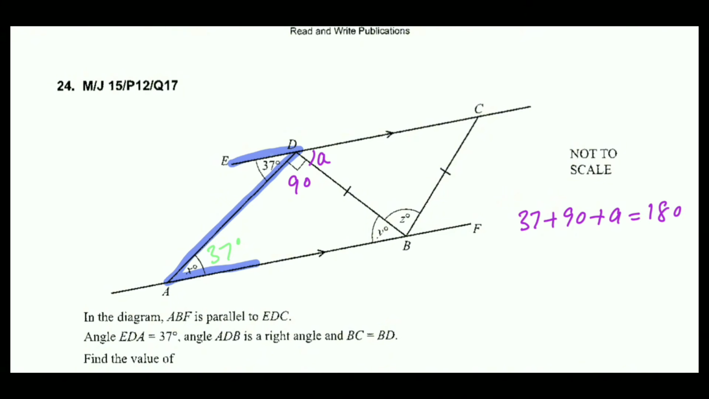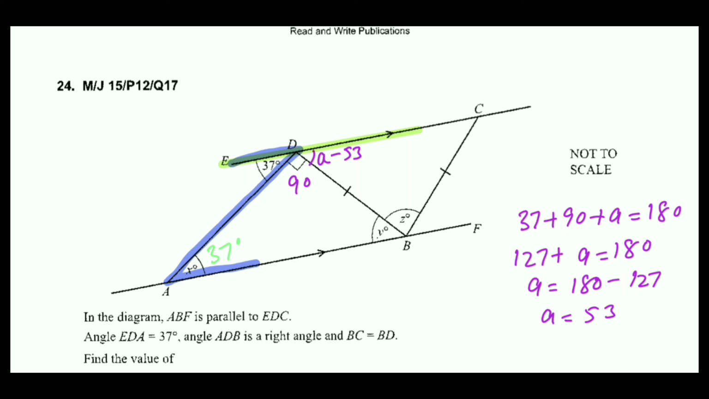Angle sum on a straight line. This is a straight line. We can see this is a straight line property. Straight line property we are using here. Okay. So 37 plus 90, 127 plus A is equal to 180. A is equal to 180 minus 127, and A is equal to 53. So it means this angle is 53.